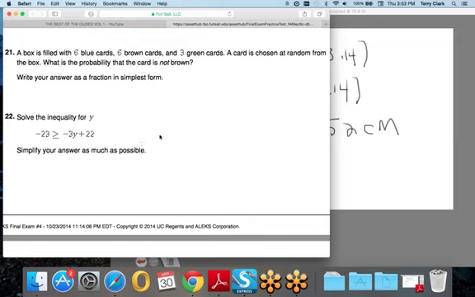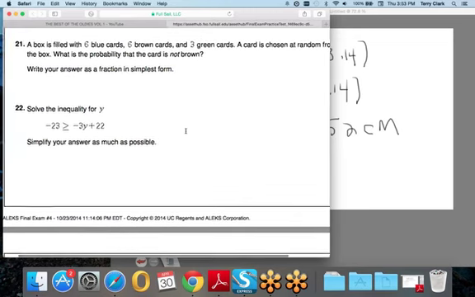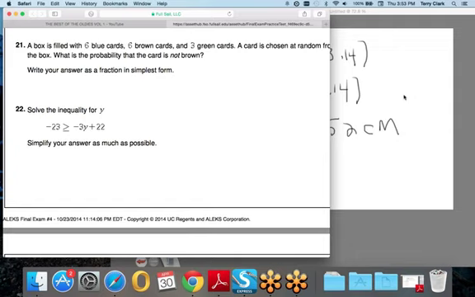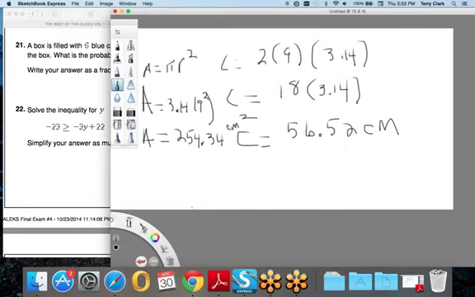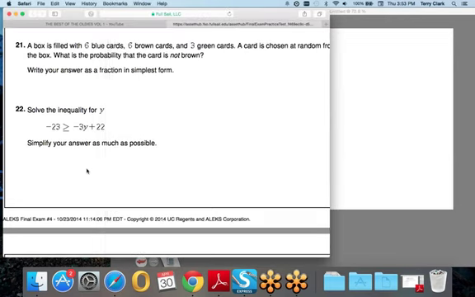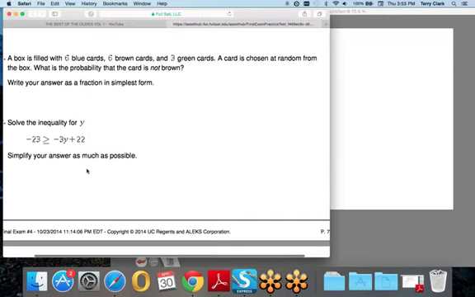Okay, a box is filled with 6 blue cards, 6 brown cards, and 3 green cards. A card is chosen at random from the box. What is the probability that the card is not brown? Write your answer in fraction form. First of all, we have to figure out how many cards there are altogether. There are 6, 6, and 3. 6 blue, 6 brown makes 12, plus 3 green makes 15. So we have 15 cards total.